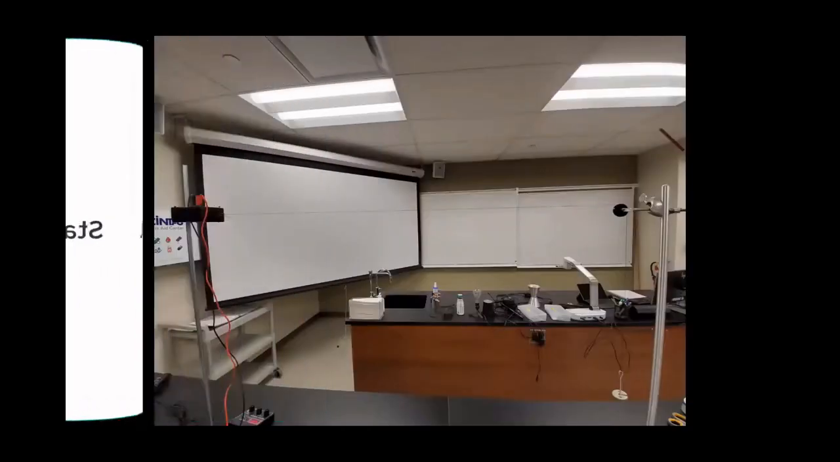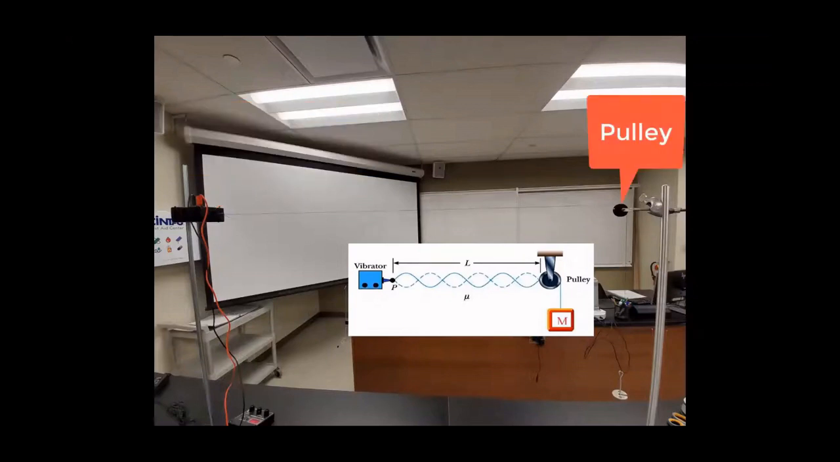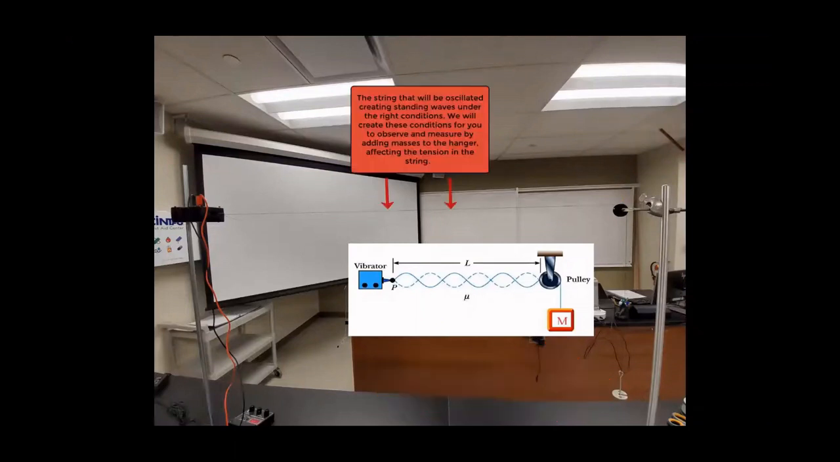So the first thing we do is show you the setup for the lab. On the left you have the function generator, the vibrator. On the right is the pulley, and then below that is the hanger where the masses are hanging from.